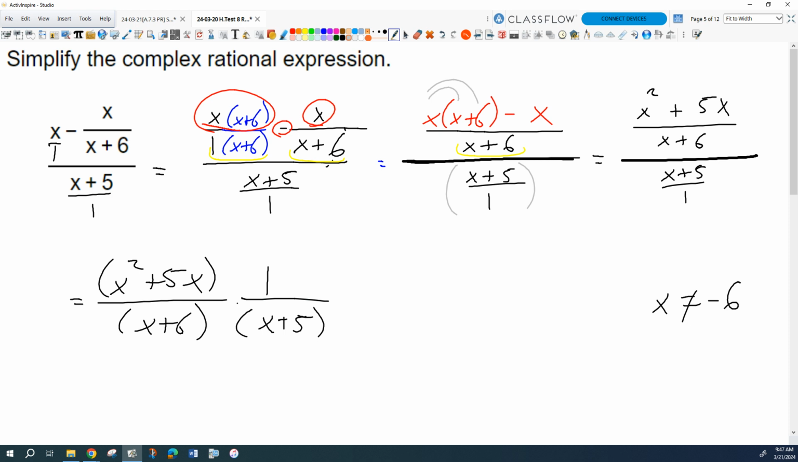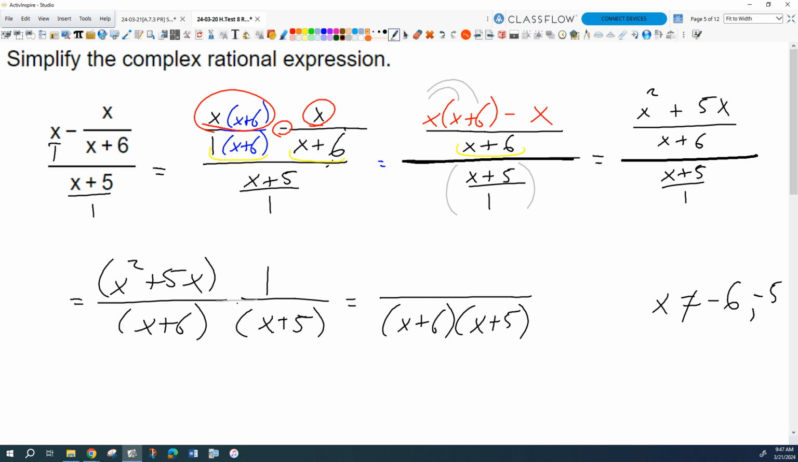And we can just extend this bar. Okay, so in the bottom, I've got X plus 6 times X plus 5. What's that do to my exclusion list? Negative 5.